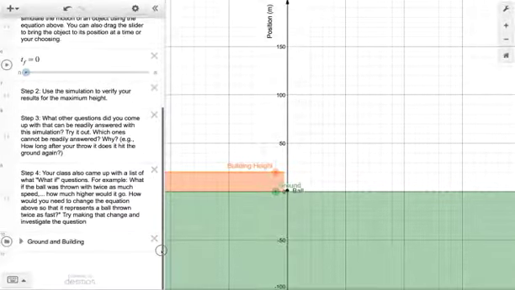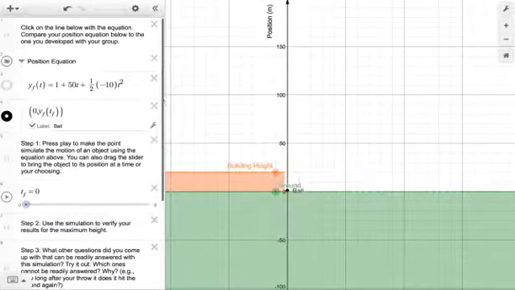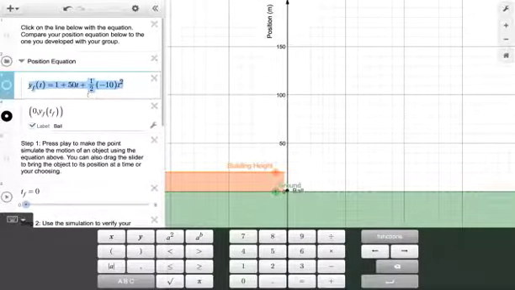And so this is some of the ways that I get my students using Desmos in a way that doesn't require them to do a lot of the coding, but gets them thinking about the equations, thinking about the meaning of the equations, and having to make some minor adjustments in order to investigate the situation.